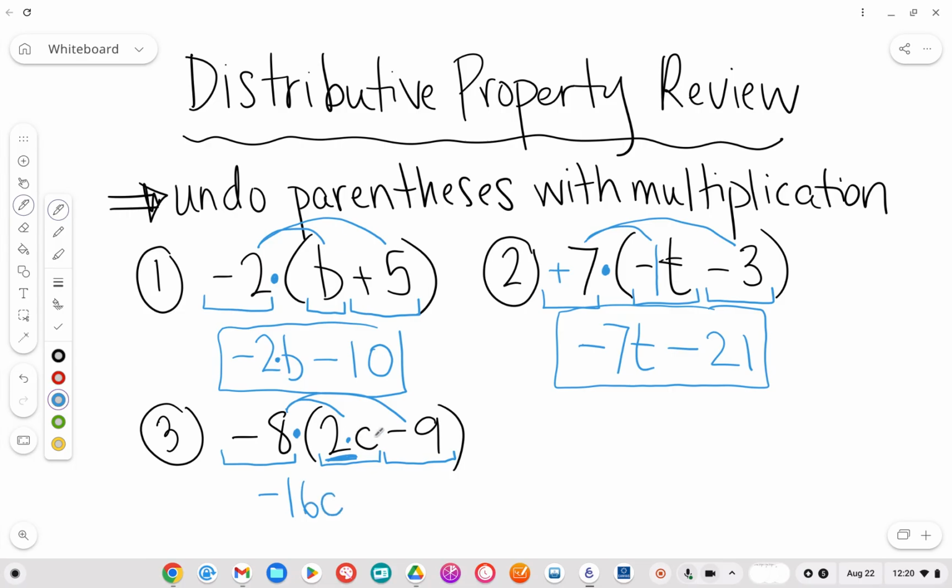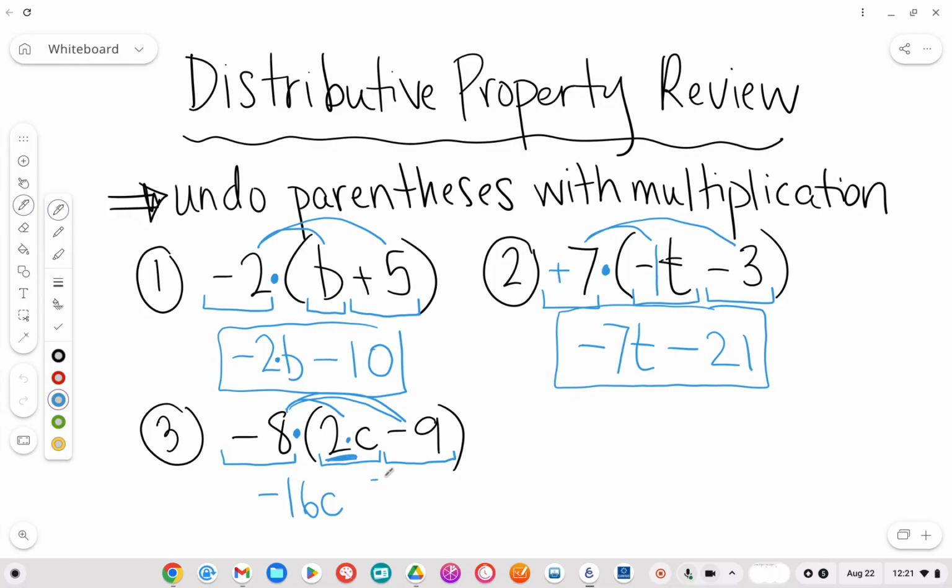Because remember, we can't drop the c. We use the coefficient to do the math, and then we keep the variable. Then we say -8 times -9. Well, I already know a negative times a negative is a positive, and that would be 72.